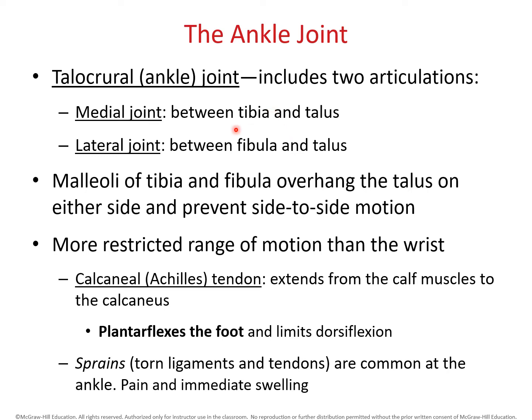A little bit about the ankle joint. This is called the talocrural joint. There are two main joints that make up this joint. You have a medial joint and a lateral. You already know that the medial joint is going to be between the tibia, because the tibia is medial in the body, and the talus. You learned about the talus in lab. The tibia articulates with the talus at the medial side. At the lateral side, you already know the fibula is lateral on the body. So this is where the fibula is going to articulate with the talus on the lateral aspect.